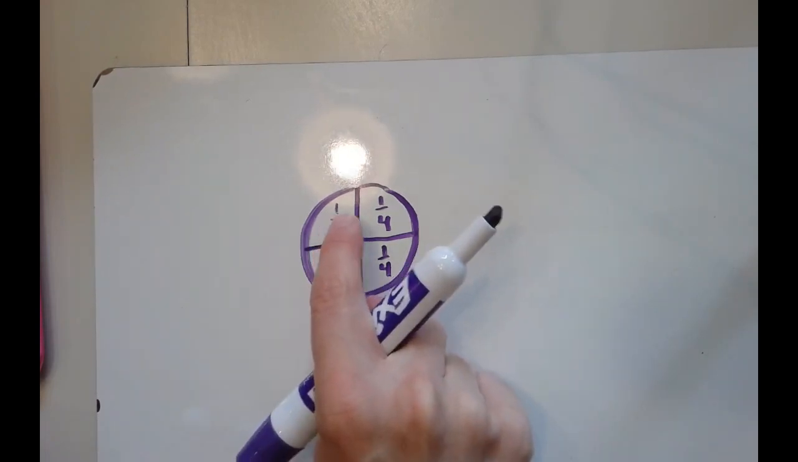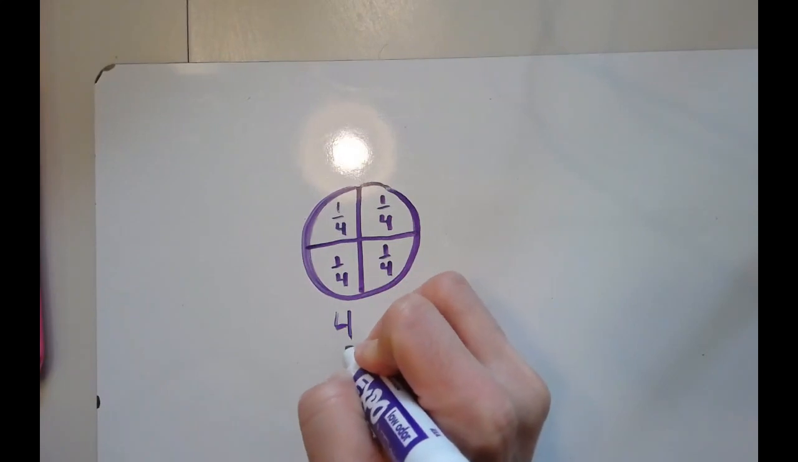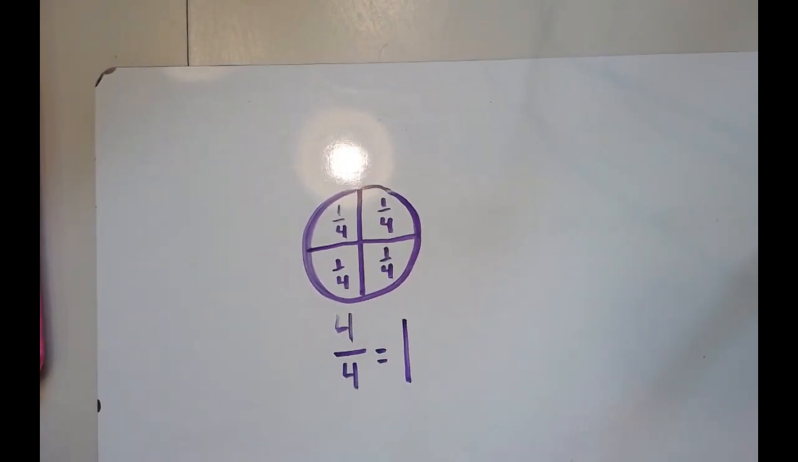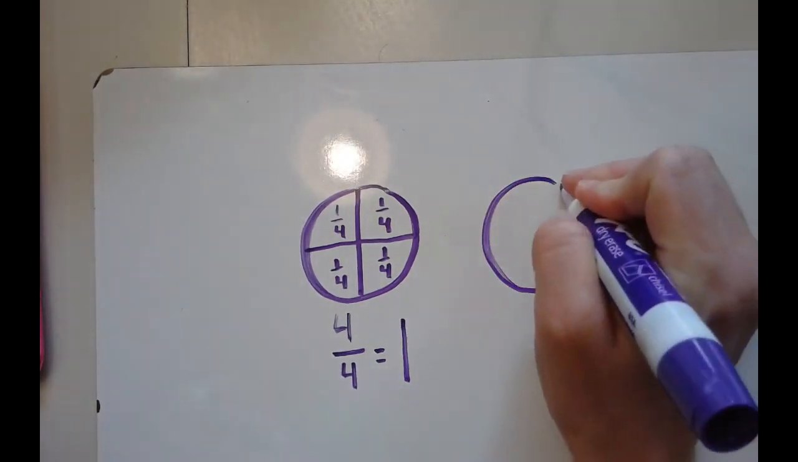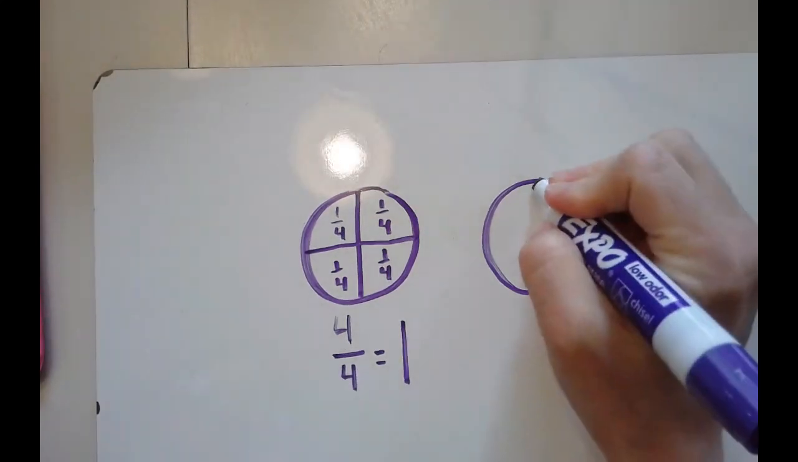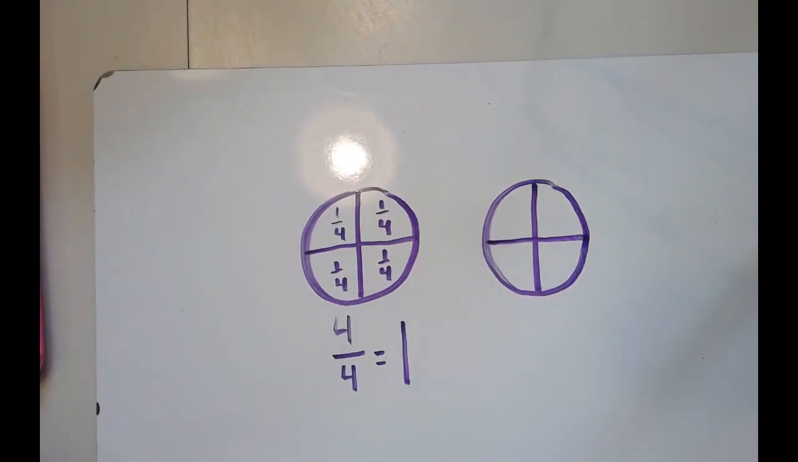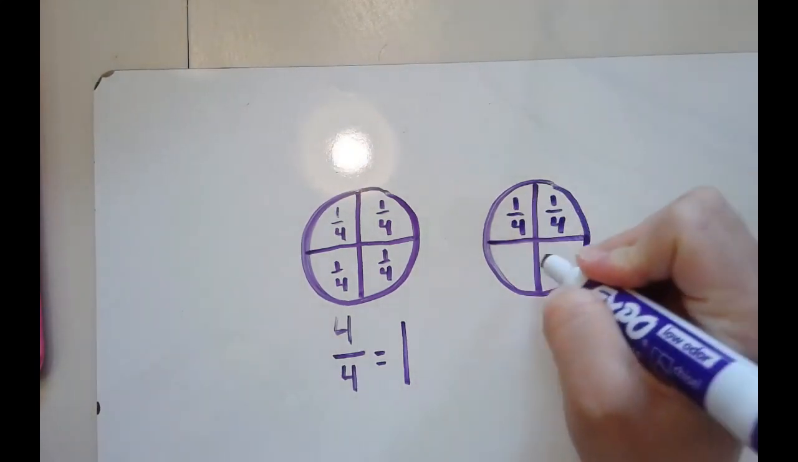So here are 4/4 that equal this one whole. So 4/4 equals one whole. 1/4, 2/4, 3/4, 4/4. Now, let's say I have two pizzas. So here's my second pizza that I'm also going to cut into fourths. So here's a fourth and another fourth and so on.